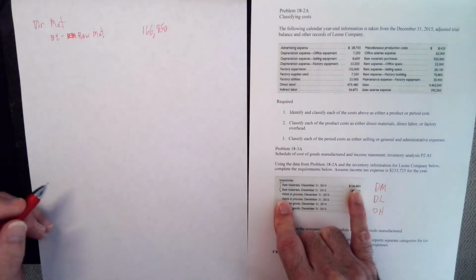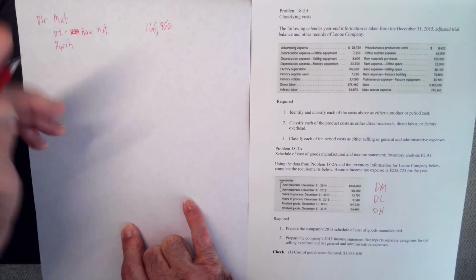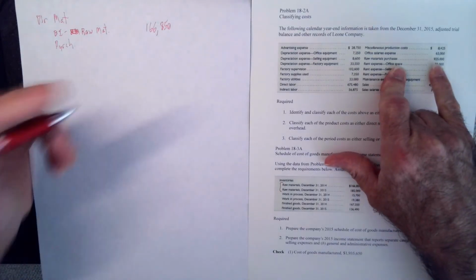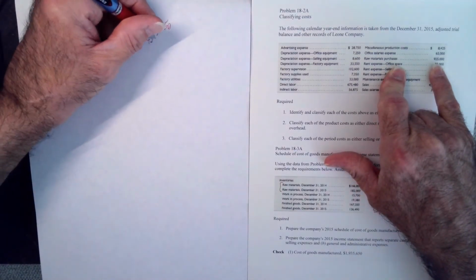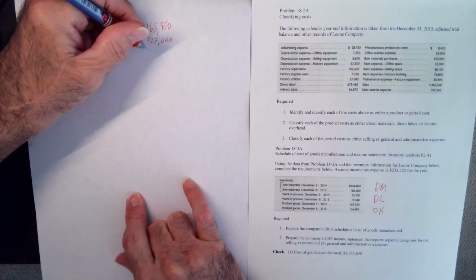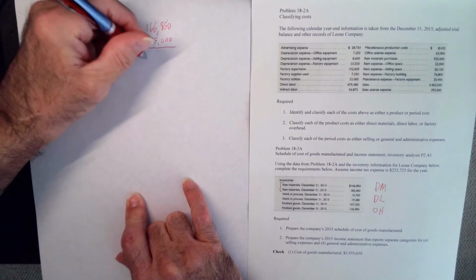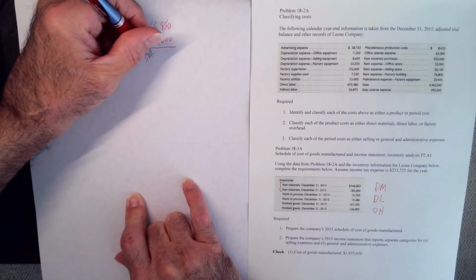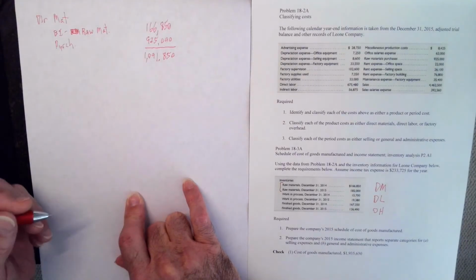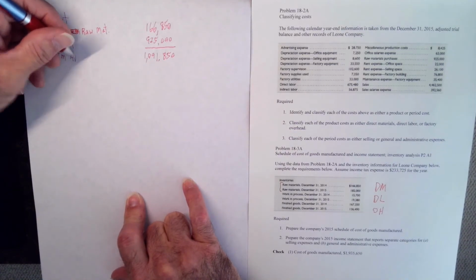And I'm going to add purchases of raw materials. We look over here, we have raw materials purchases right here, 925,000. So I'm going to add 925,000. Total that up, and this is going to be materials that are available for production, and that's going to be 1,091,850. Okay, so raw materials available for use.